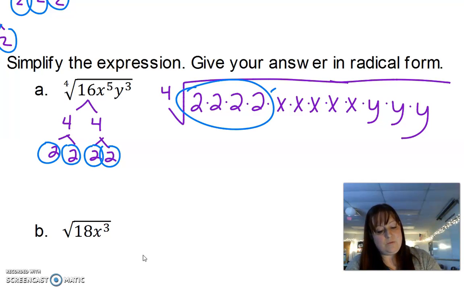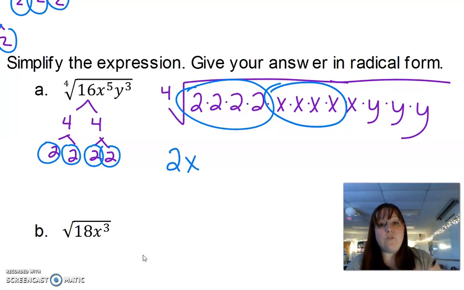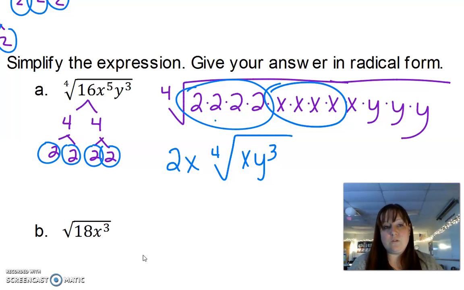So you take out this group of 4 and that group of 4. And you end up with 2x, right? Because the fourth root of 2 to the fourth, that's what this is, is just 2. And the fourth root of x to the fourth is just x. And inside we still have x, y cubed. So either one of those options works.